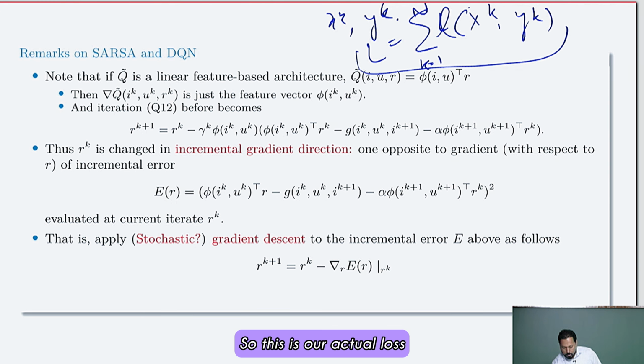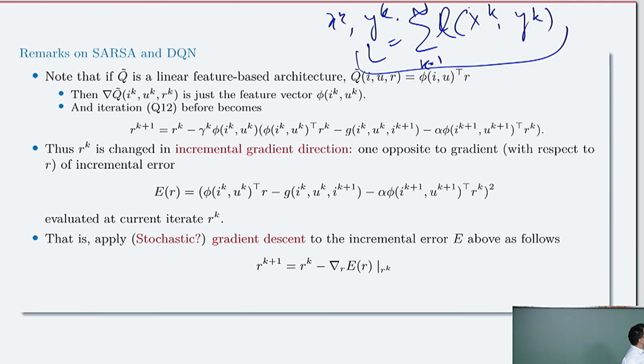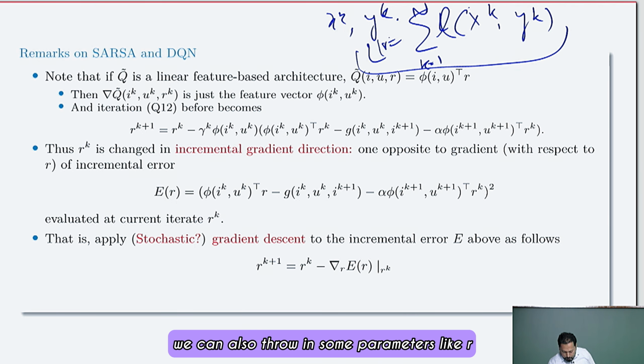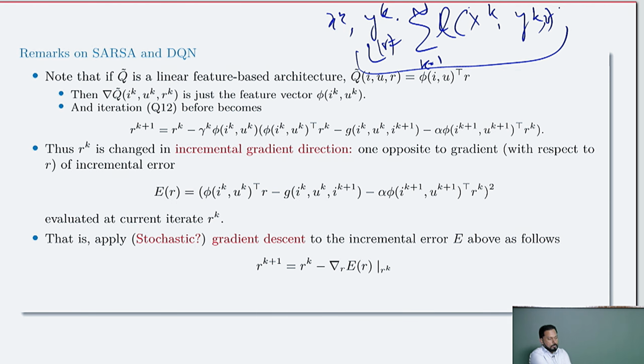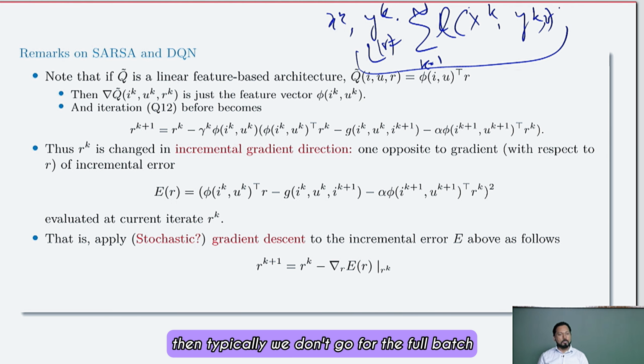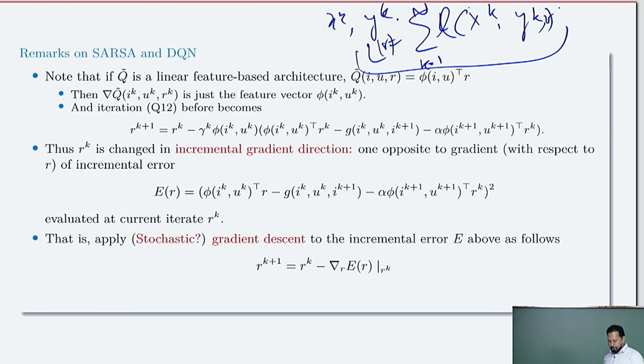So this is our actual loss. But when we try to learn this, in this case we can also throw in some parameters, R, that we want to learn from the training data. Again, when you have to minimize this loss, typically we don't go for the full batch. By full batch we mean all the samples. Now the same thing applies here.